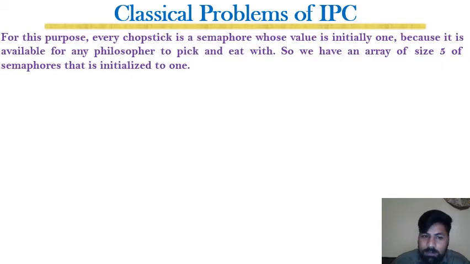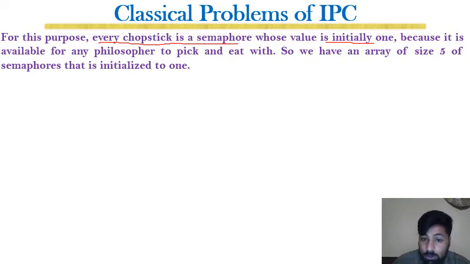So for this purpose, our approach is to use semaphores to solve this problem. Every chopstick is a semaphore whose value is initially 1, because it is available for any philosopher to pick and eat with.